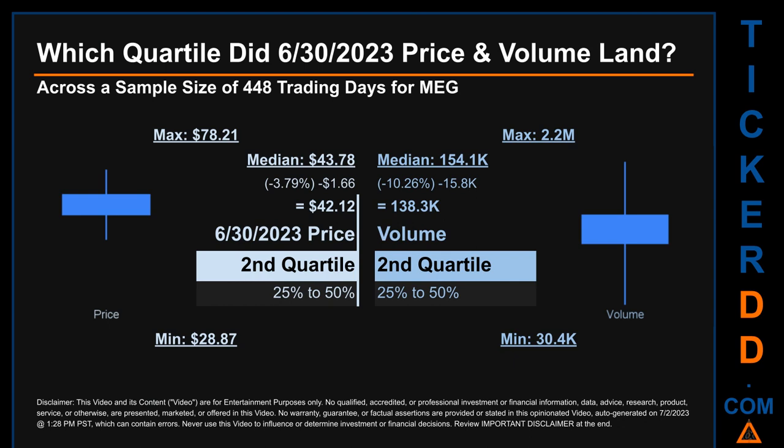Quartiles tell us about the spread of a data set by breaking that data set into quarters, just like how the median breaks the set into half. Descriptively, MEG has a median price of $43.78. Therefore, June 30, 2023 price was lower from that middle marker by 3.79%. The day's volume of 138.3 thousand was less than the median by 10.26%.